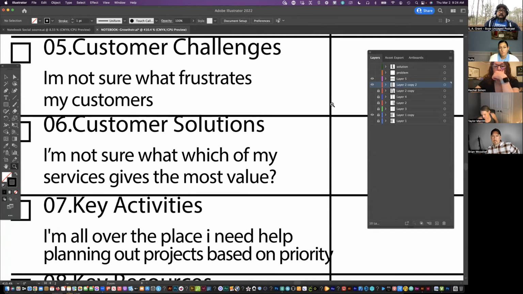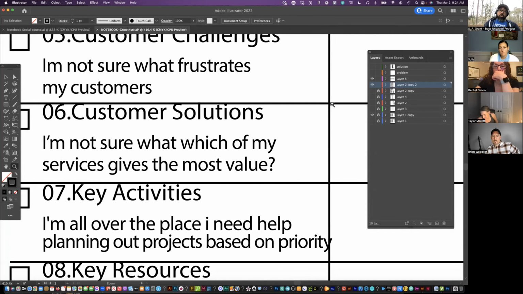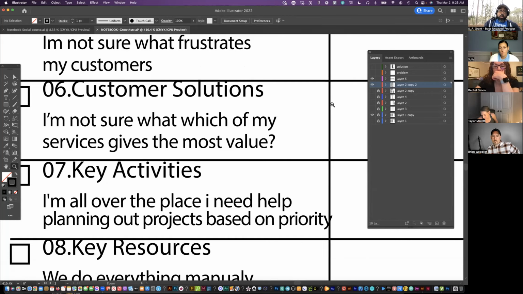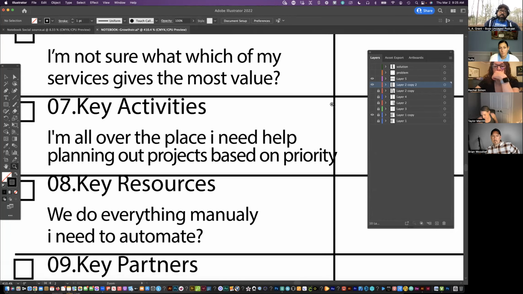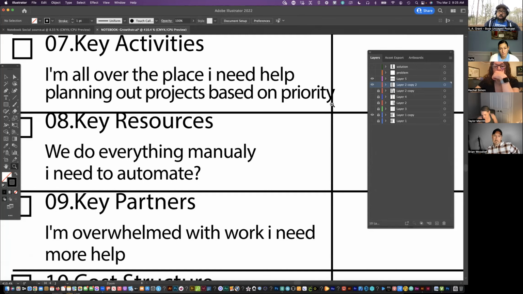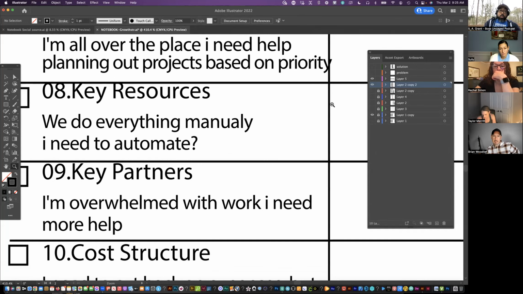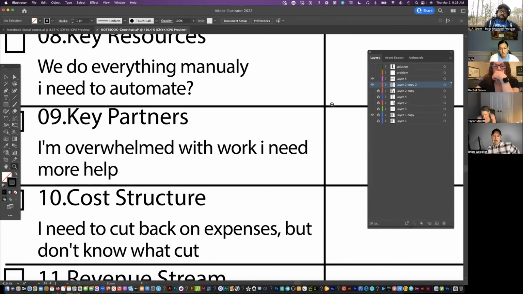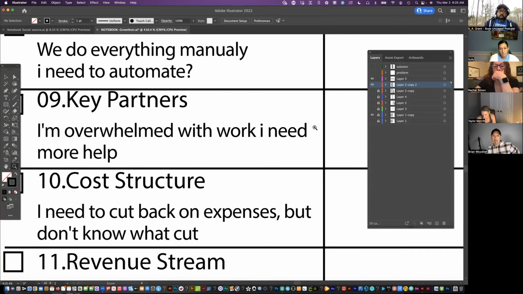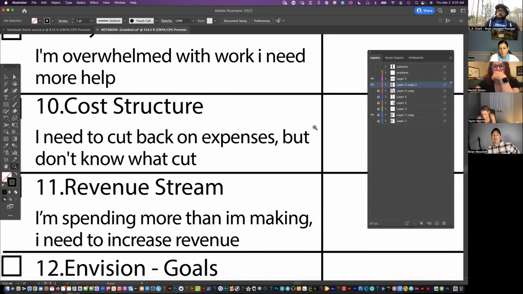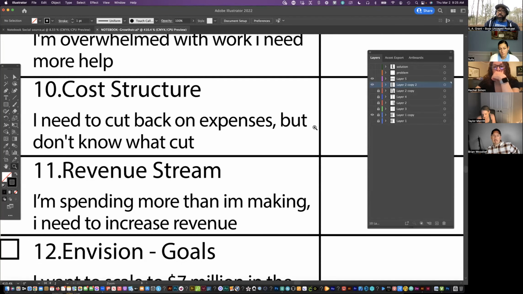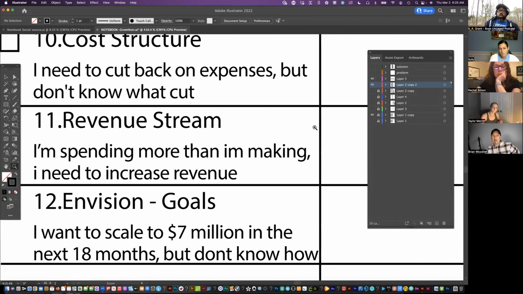Your key activities, I'm all over the place. I need help planning out projects based on priority. Key resources, we do everything manually. I need to automate. Key partners, I'm overwhelmed with work. I need more help. Cost structure, I need to cut back on expenses, but I don't know what to cut. I'm not sure where to cut costs. Revenue stream, I'm spending more than I'm making. I need to increase revenue. And last but not least is the goal. I want to scale to $7 million in the next 18 months, but I don't know how.